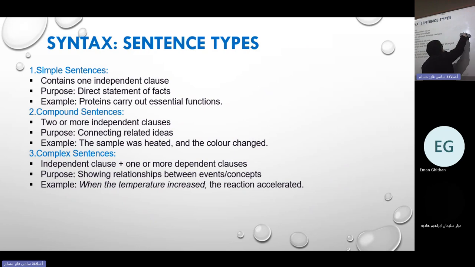Run-on sentences are sentences that don't have punctuation, even if they are independent clauses. They can go on for a long time.